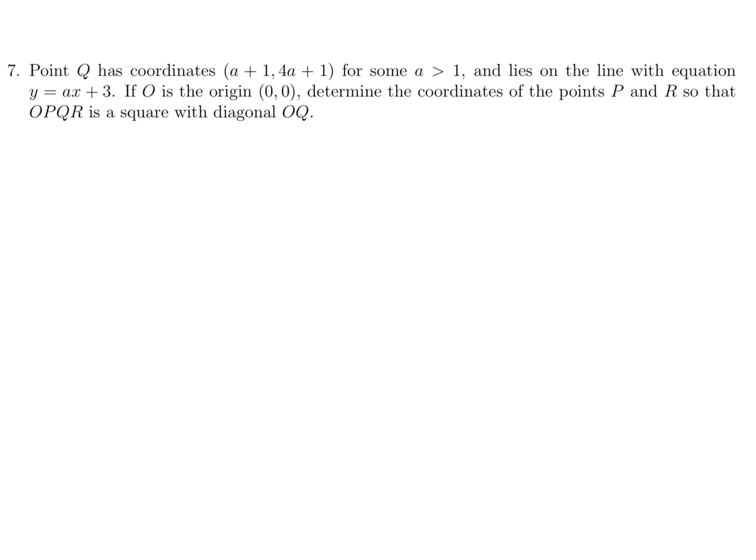Point Q has coordinates a plus 1 and 4a plus 1 for some a greater than 1, and lies on the line with equation y is equal to ax plus 3. If O is the origin, determine the coordinates of the points P and R so that OPQR is a square with diagonal OQ.